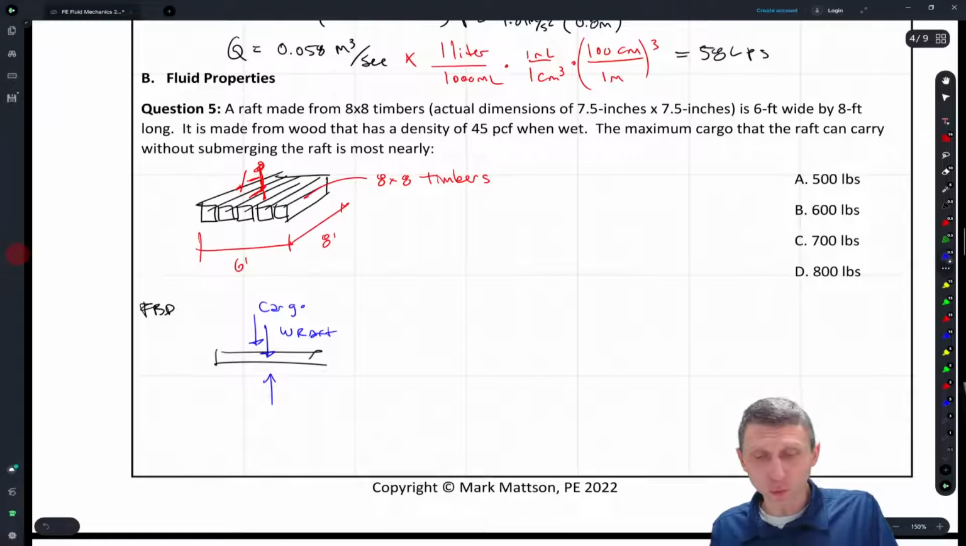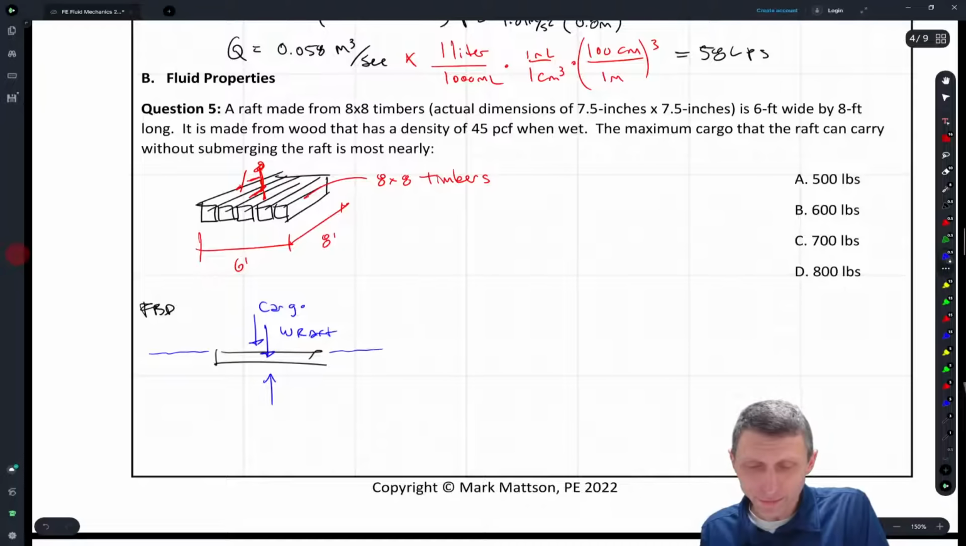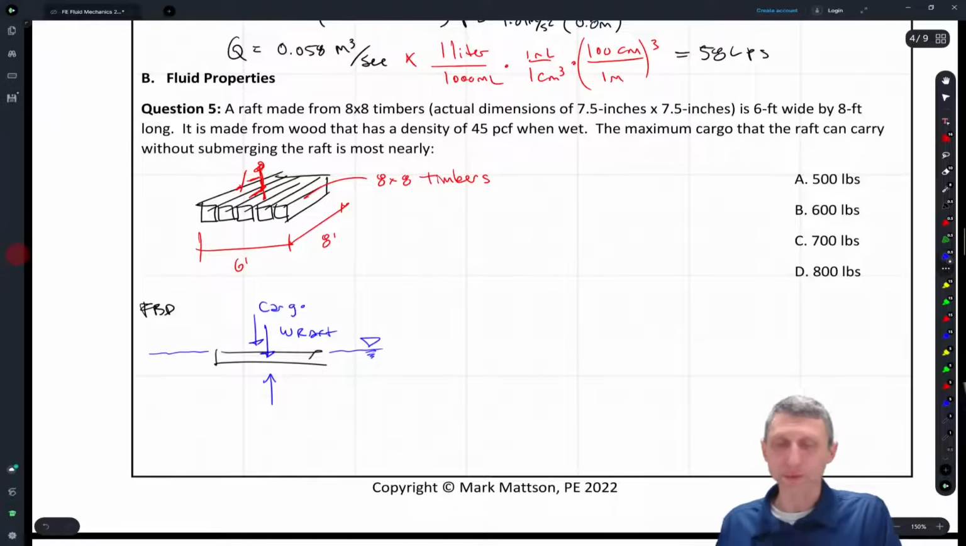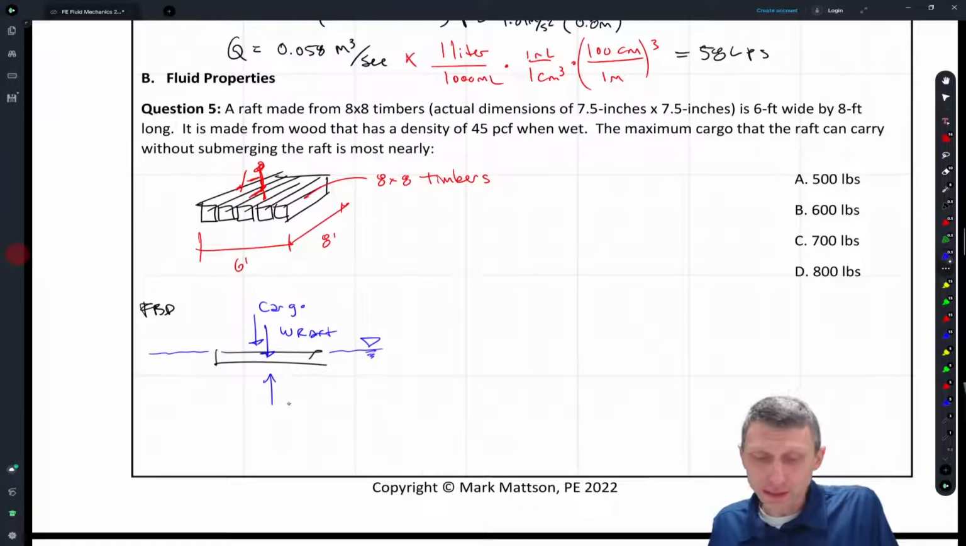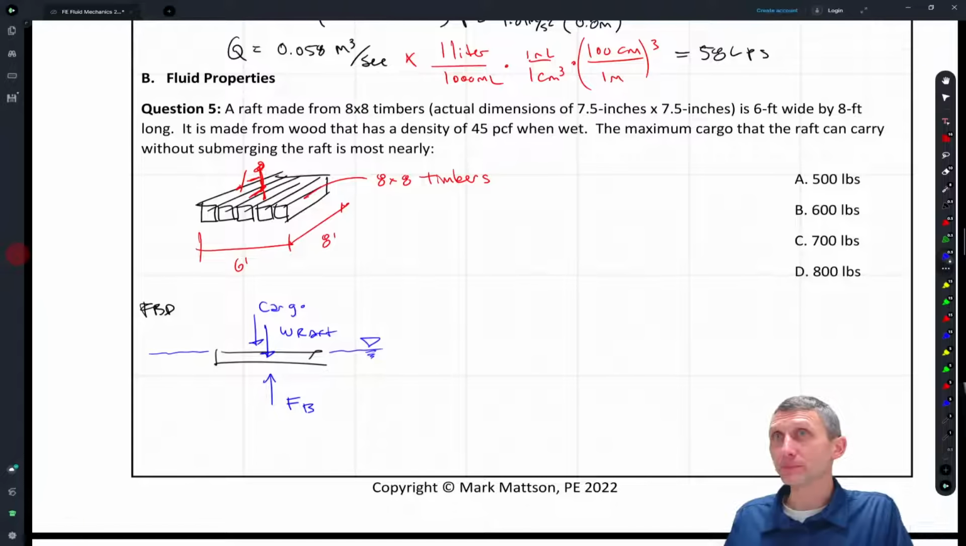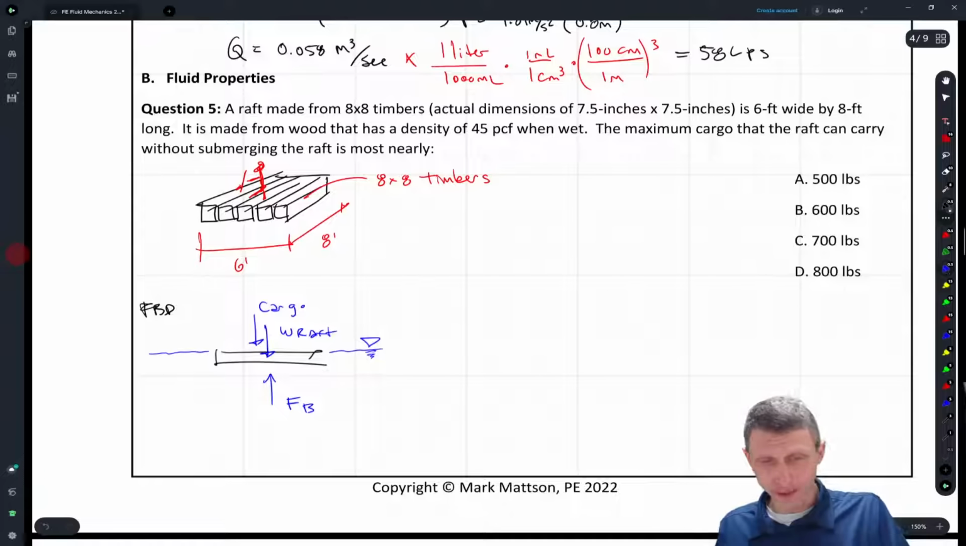So I'm going to say the water level is going to be right about here, right at the top of this thing. And what's this force that holds it up? This is the buoyant force. So this is a basic free body diagram, but we have to figure out these different values, and then we can come up with the cargo weight.